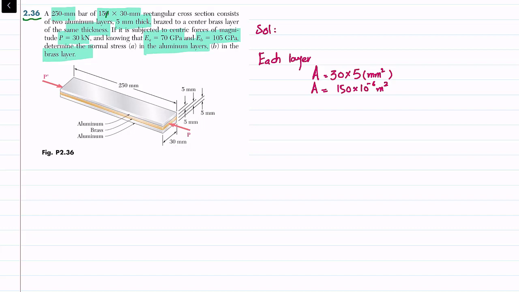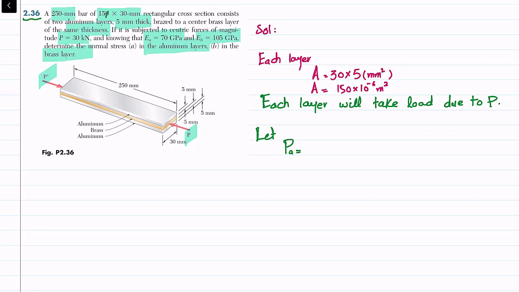Now due to this load P applied on the bar, each layer will take a share of the load. We can say that PA is the load taken by each aluminum layer, and PB is the load on the brass layer.